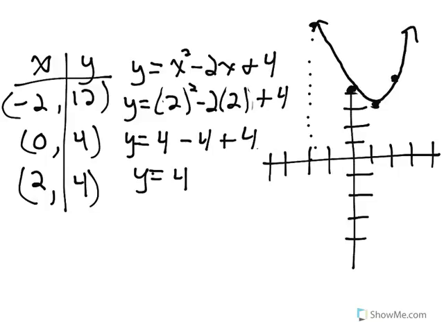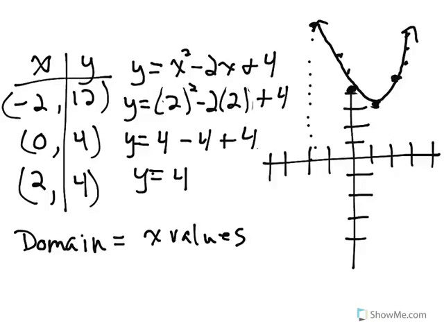Now we need to determine the domain. The domain is the set of all x values in all of our coordinates. Every coordinate for every point has x values. And as our graph opens up wider and wider, our domain is going to cover all x values and be the set of negative infinity, positive infinity.